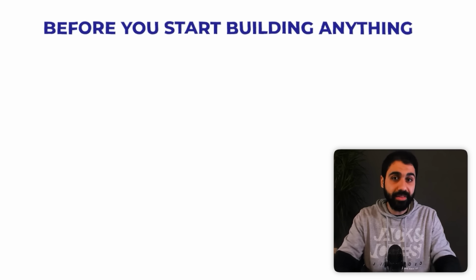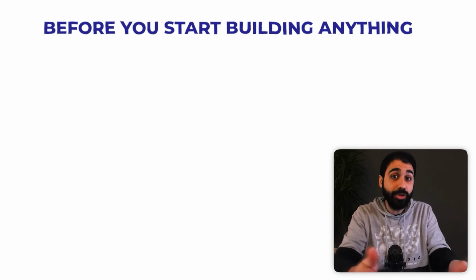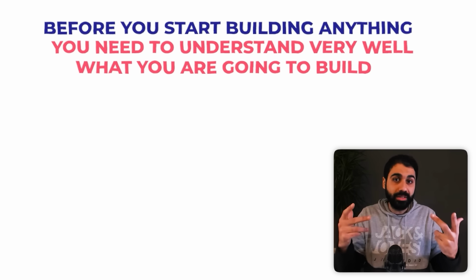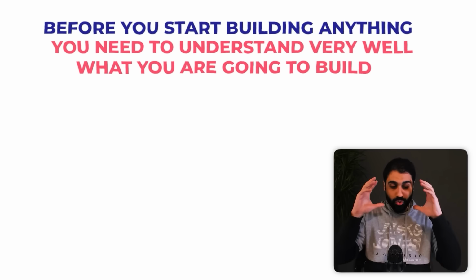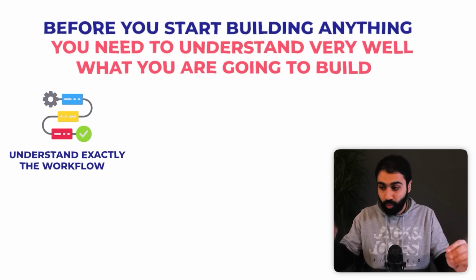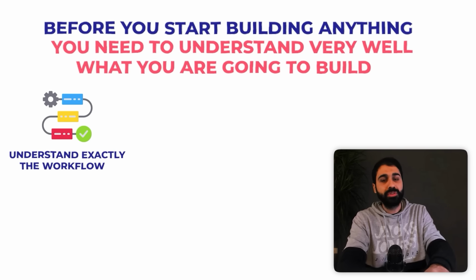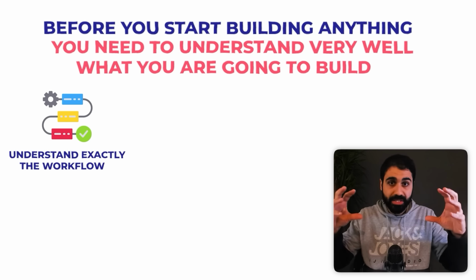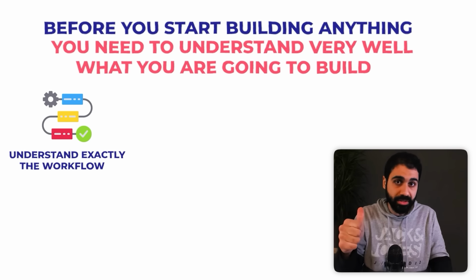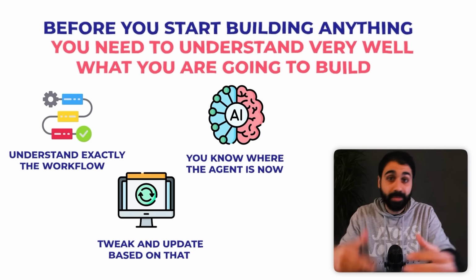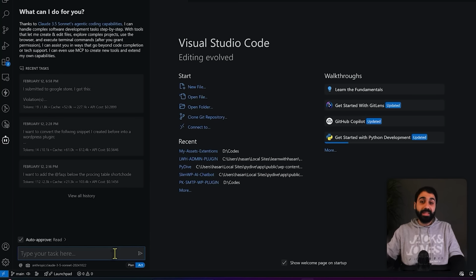So, before you start building anything and developing anything and asking the AI to build for you, you need to understand very well what you are going to build. This is tip number 1. So, understand exactly the workflow, what the AI will do, what the agent will do. Not just go automate this process, blah, blah, blah. No, understand the process before starting. This is very important. So you can know where the agent is now, in which step, and tweak and update based on that. Let's say you want to build a simple AI agent to summarize YouTube videos.